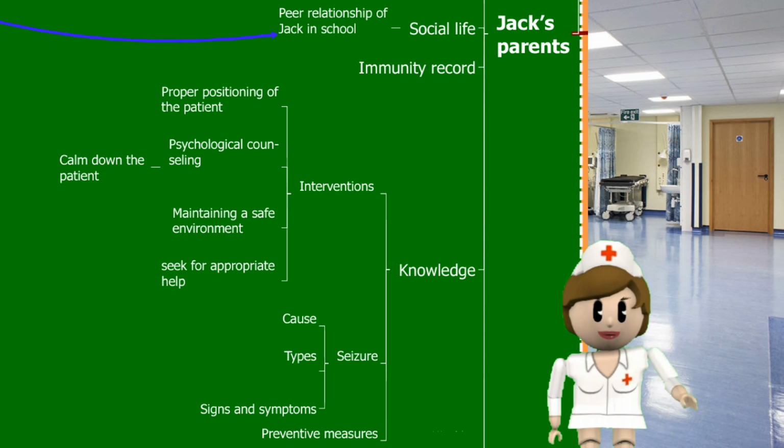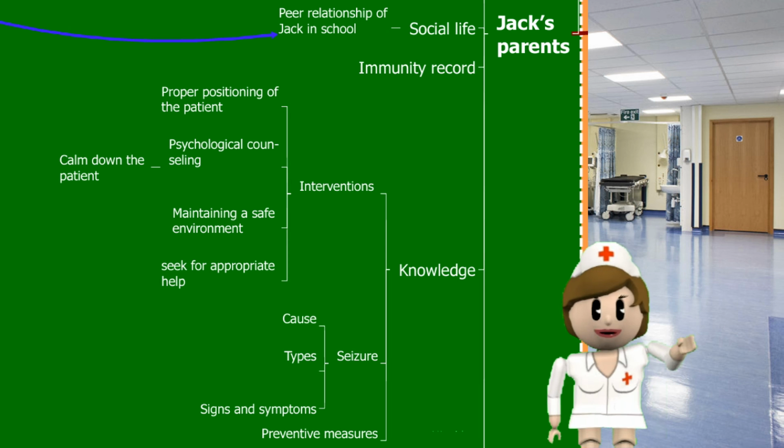Thirdly, we should assess his social life from his parents, because Jack might be embarrassed in talking about his social life. Hence, parents could provide more useful information about it, and this information would be useful for us to determine whether corresponding interventions should be included in the care plan. Fourthly, we should assess Jack's immunity record, because some of the brain infections can be prevented by vaccination, so we should see if Jack has taken any certain vaccination before.